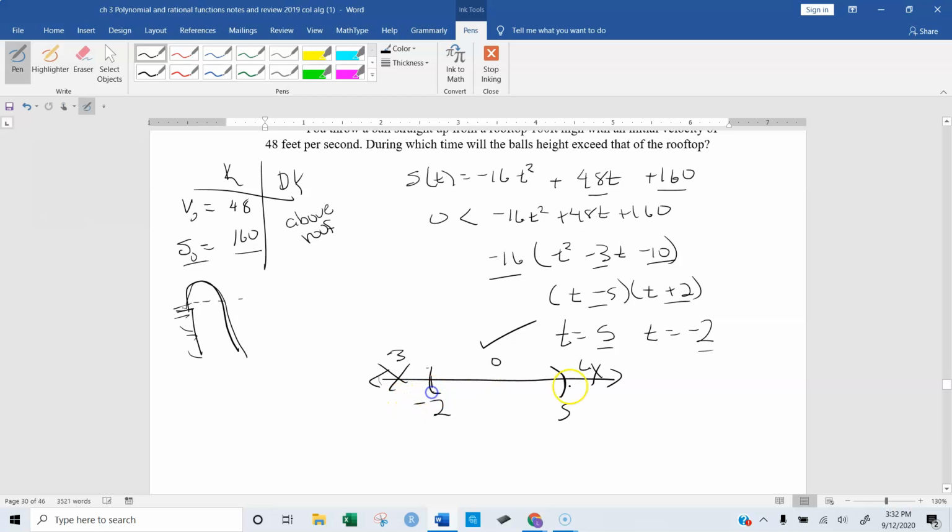So you put the negative 2 and the 5 on. You checked negative 3 or something like that, 0 and 6. You should have found this part was bad, this part was bad, and this part checked. So your interval is negative 2 to 5.